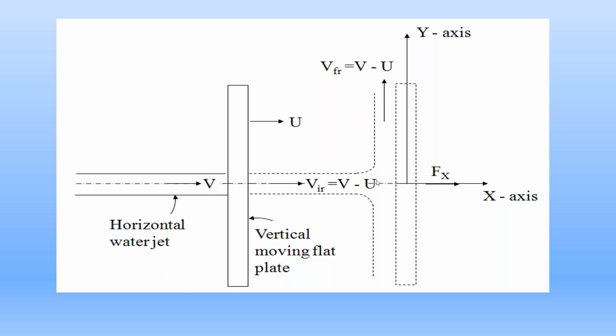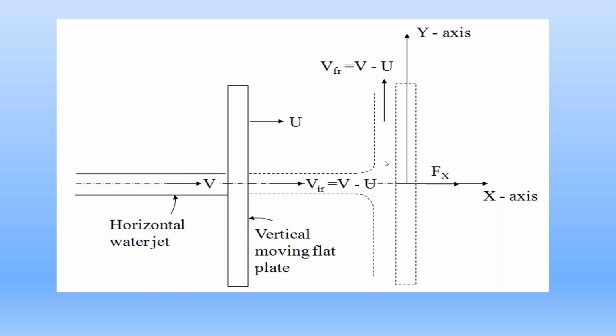Initially, before striking, the relative velocity of water jet with respect to the metal plate is horizontal, that is along the x-axis. Before striking, the relative velocity of water jet with respect to the moving vertical flat plate is V minus U. Take that as the initial relative velocity. So the initial relative velocity of water jet is horizontal, along the x-axis, equal to V minus U.